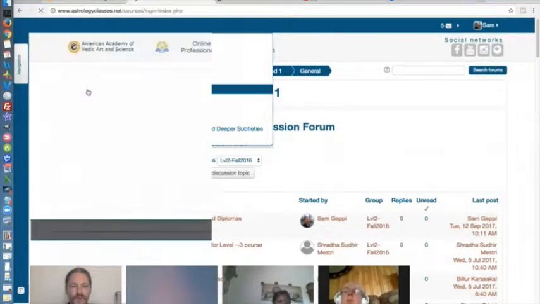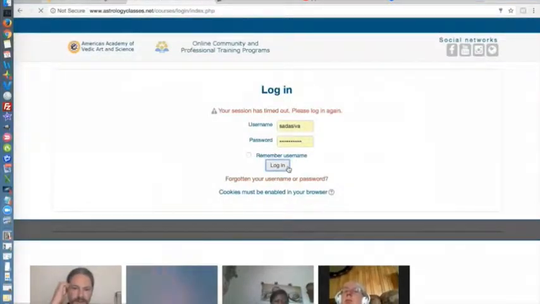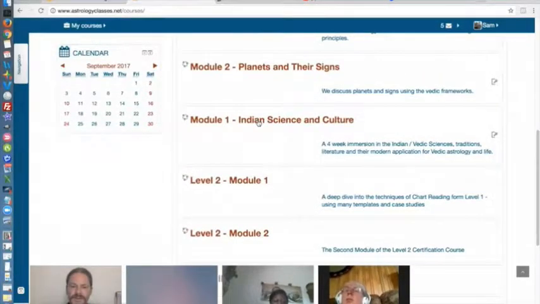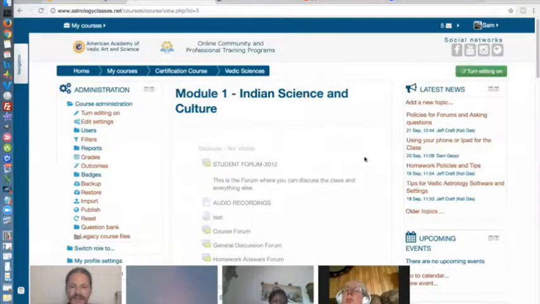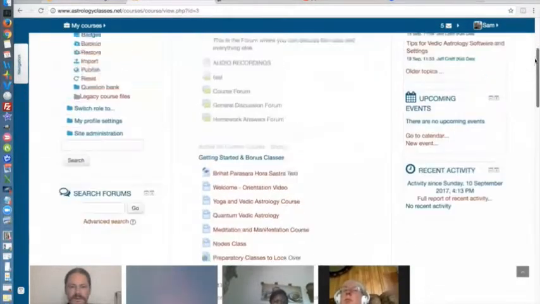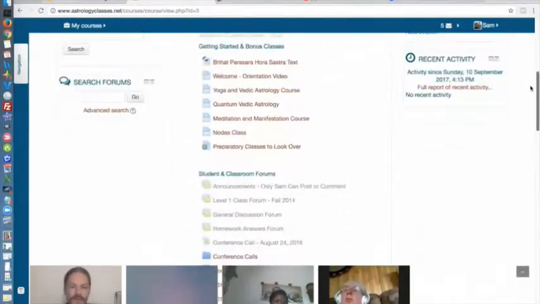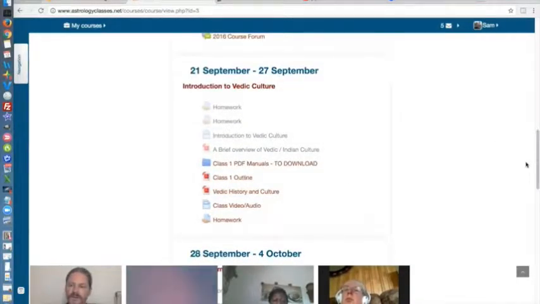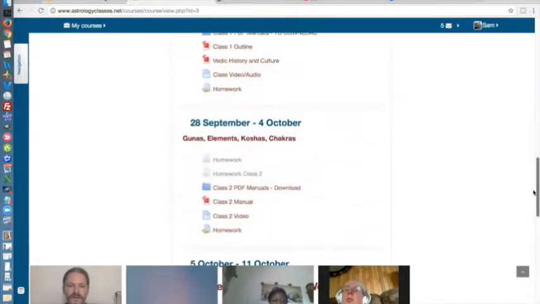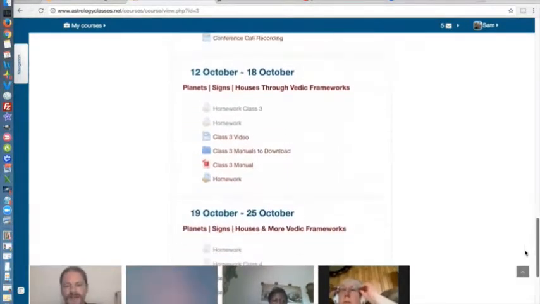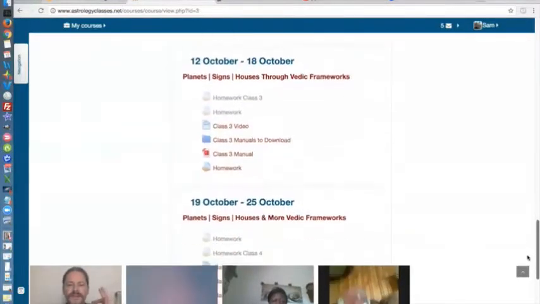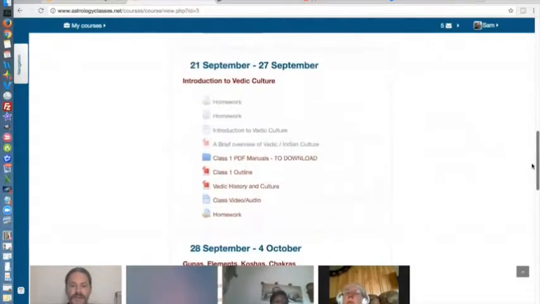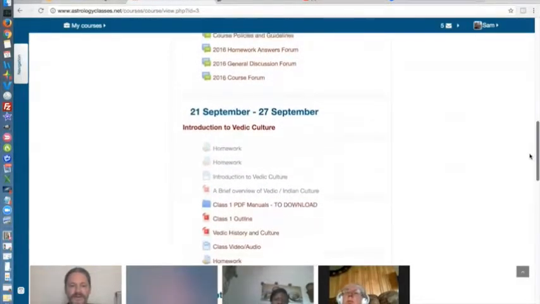So we start with module 1, level 1, and you just log in. It's the first module, and it teaches you all about Indian science and culture, all of the backdrop and history, introduction to Vedic culture, then gunas, elements, koshas, chakras, planets, signs, houses through Vedic frameworks. This is just the foundation that you need to know before you start even trying to study astrology. It's very sensibly laid out.